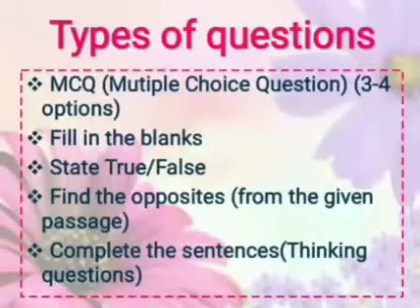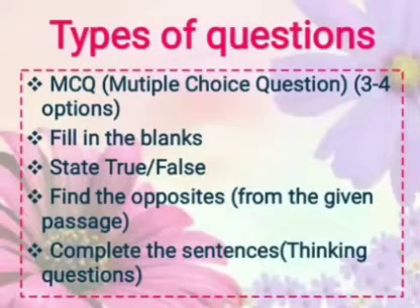Next is state true false. You have to tell whether the sentence given in the question is right or whether it is wrong. Students, please don't write T for true, F for false or tick for true and cross for false. You will not be given any marks if you'll write like this. You have to write the full word true, that is T-R-U-E, true, and the full word false, F-A-L-S-E, false. And don't get confused with the spellings because that is already mentioned in the question.